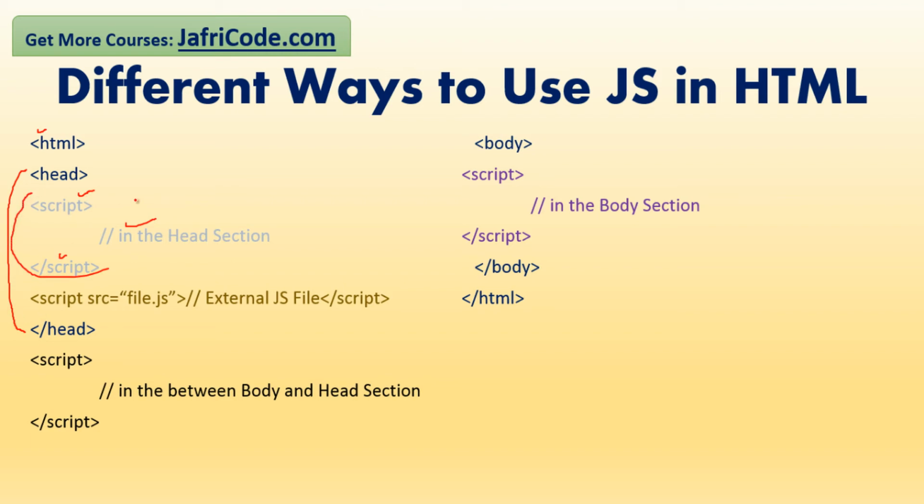The second method is that you can use JavaScript externally. You have to create another file with the extension .js, and then you have to add that external file in the head section using the script tag and source attribute. Here is where your file is located. If your file is located in a folder, you have to mention that folder name and then your file name. So this is the second method, creating an external JavaScript file.